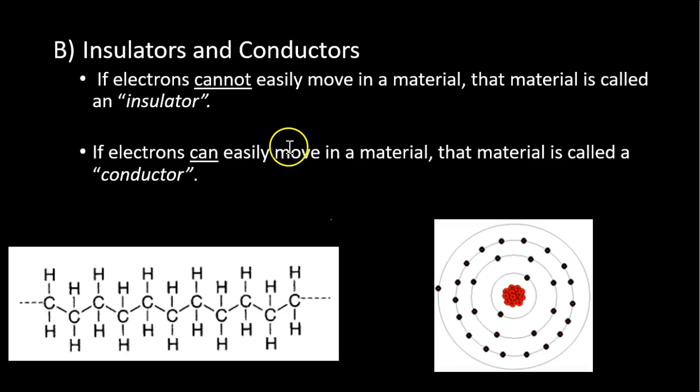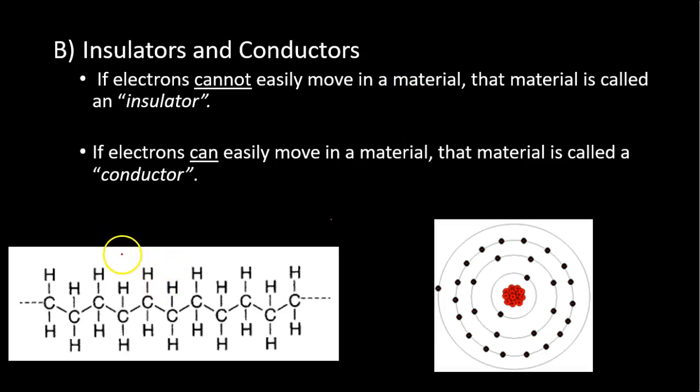Let's talk about insulators and conductors. These are just terms to describe how easily something can become charged, or how easily electrons are able to move around. If something is an insulator, that means electrons cannot easily move around. If electrons cannot easily move in a material, that material is called an insulator.